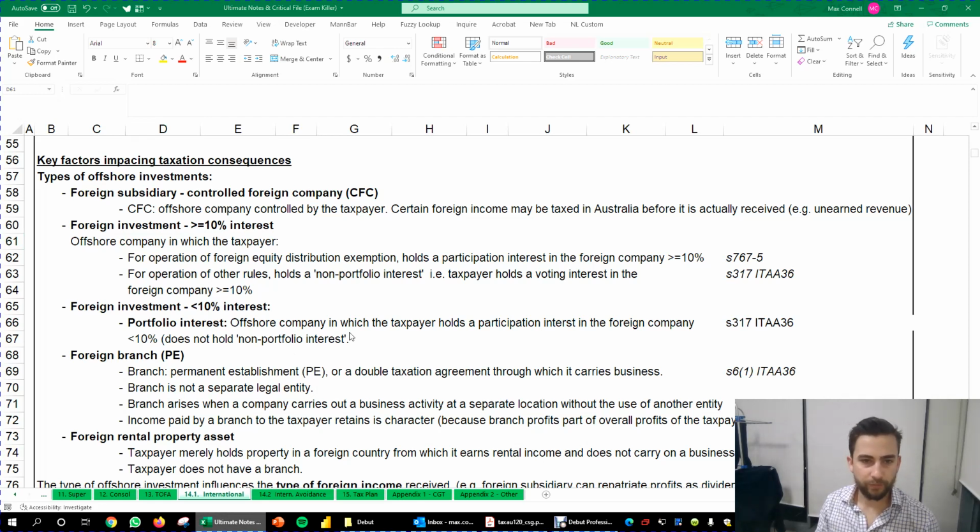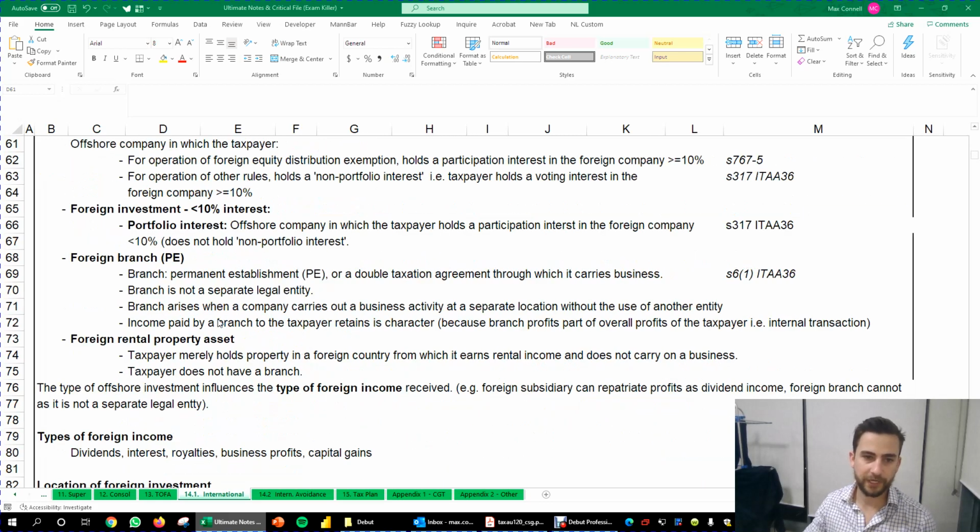Next one is basically the same thing, but with less than 10% interest. So foreign investment, less than 10% interest. So portfolio interest is an offshore company in which the taxpayer holds a participation interest in the foreign company of less than 10%. So your investment in a foreign company is either non-portfolio interest or a portfolio interest. So portfolio interest is when you own less than 10%. Non-portfolio interest is when you own greater than 10%. So again, we'll talk about these a little bit later on. All of these are going to have different tax implications for foreign tax.